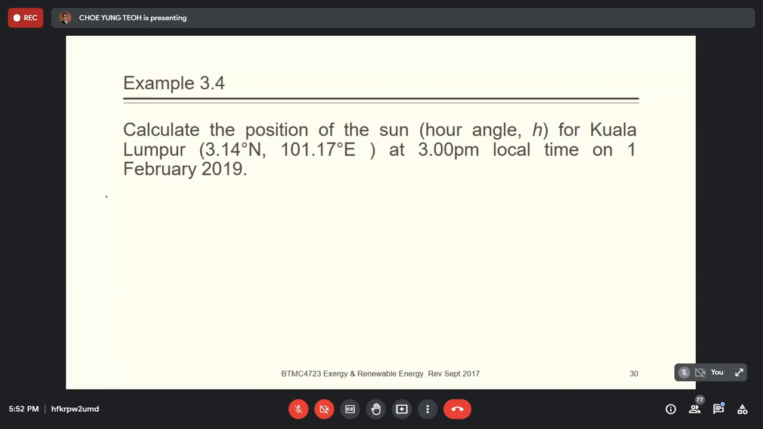So we start from B. Start from N. So 1st of February, from the diary, you can get 32. Then B equals 32 minus 61. Just let me know if my answer is not correct, because I just press on the calculator. Give me the value for the equation of time.